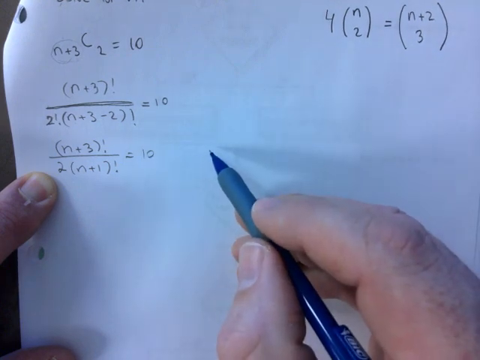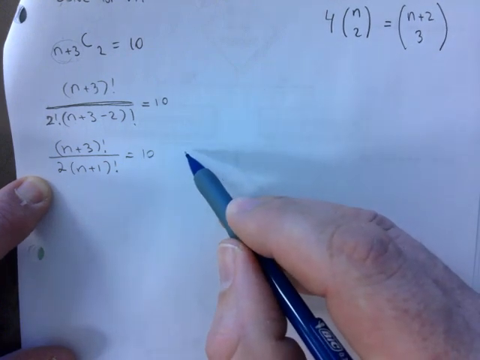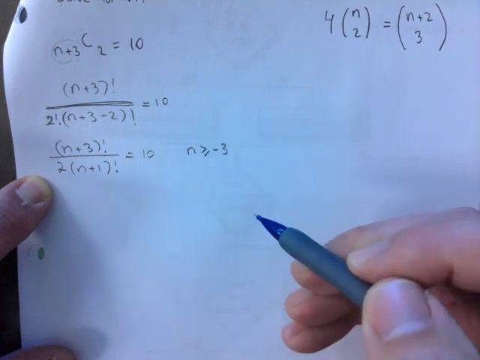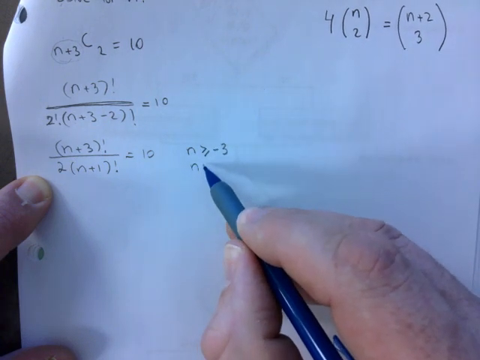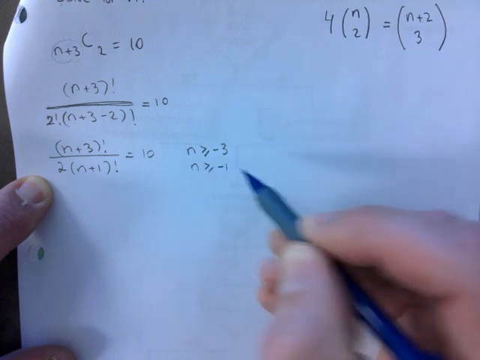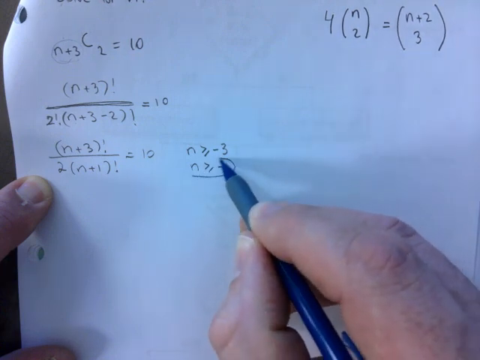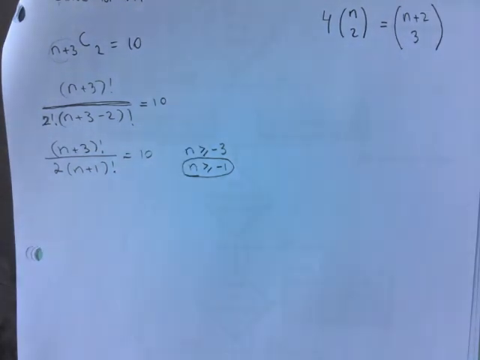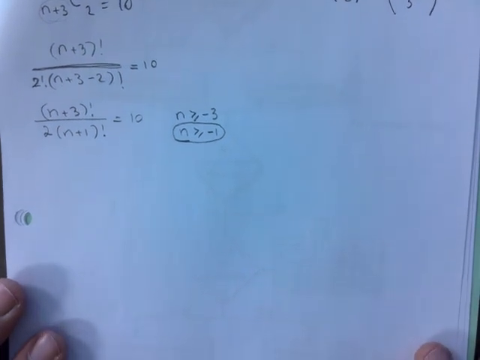And then don't forget about the restrictions, right? So at the top, n would have to be greater than or equal to negative 3. Bottom, n would have to be greater than or equal to negative 1. And so if we just keep this restriction, that would be considered the overall restriction. We don't even need to worry about getting down to negative 3.